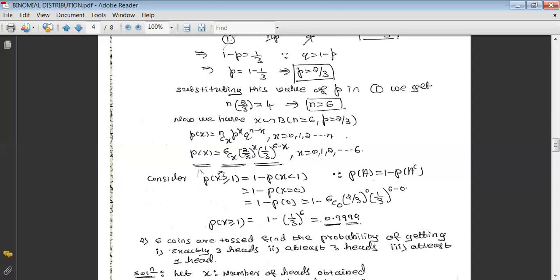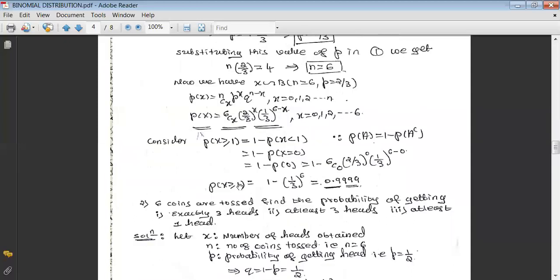Wherever x is there, you take 0 now. That gives you 6C0, (2/3)^0, (1/3)^(6-0). 6C0 is 1, (2/3)^0 is 1. Simply we will find (1/3)^6. Once you calculate this using a calculator, we find it as 0.9999. That is the probability that the variable x takes the value greater than or equal to 1.